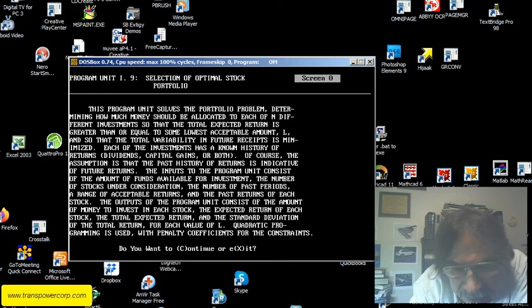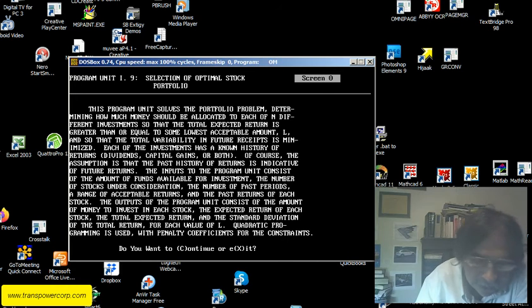The inputs to the program unit consist of the amount of funds available for investment, the number of stocks under consideration, the number of past returns, a range of acceptable returns, and the past returns of each stock. The outputs consist of the amount of money to invest in each stock, the expected return of each stock, the total expected return, and the standard deviation of the total return for each value of L. Quadratic programming is used with penalty coefficients for the constraints. Okay, hit C to continue.